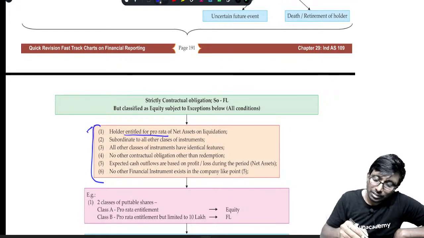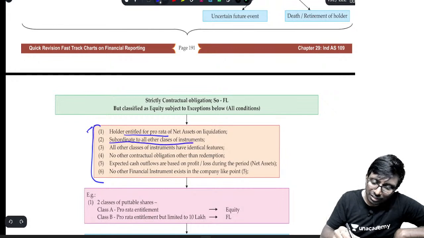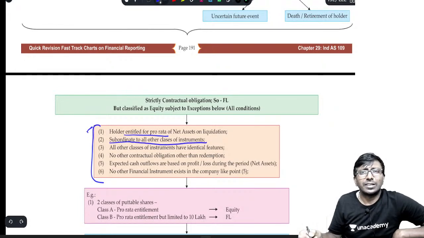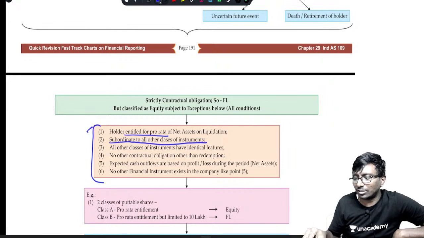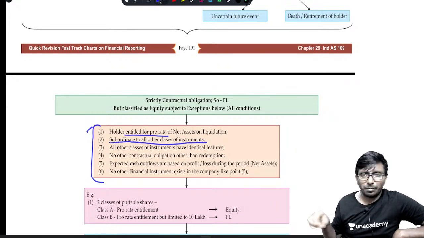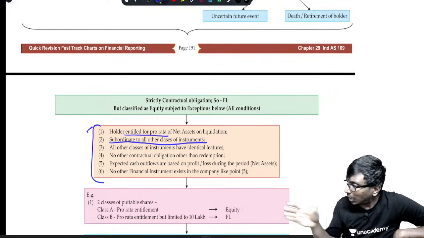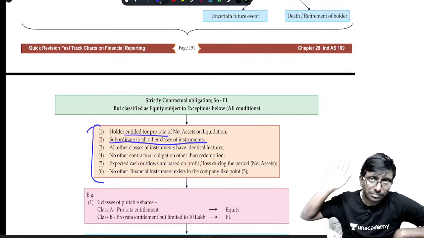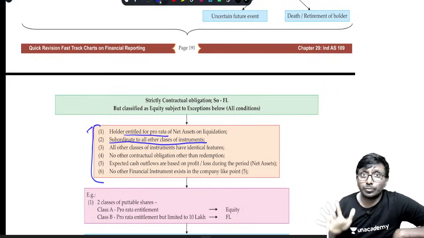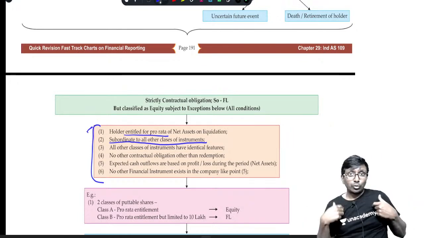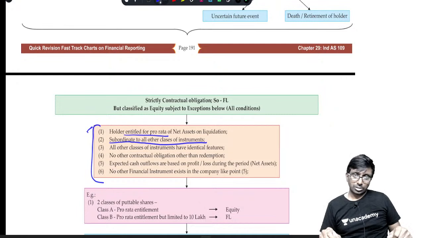Second, we are subordinate to all the other classes of instrument. Subordinate in the sense of least, not in value terms. I am going to get money after paying all the people. That's all, I am the last one in the queue. Yes, mutual fund units are the last one. You understand my point? The next point, what is that?